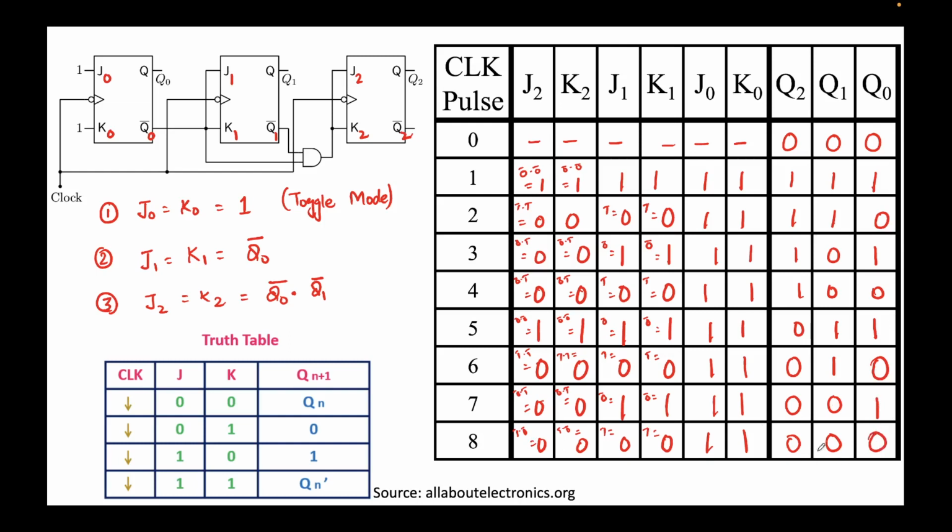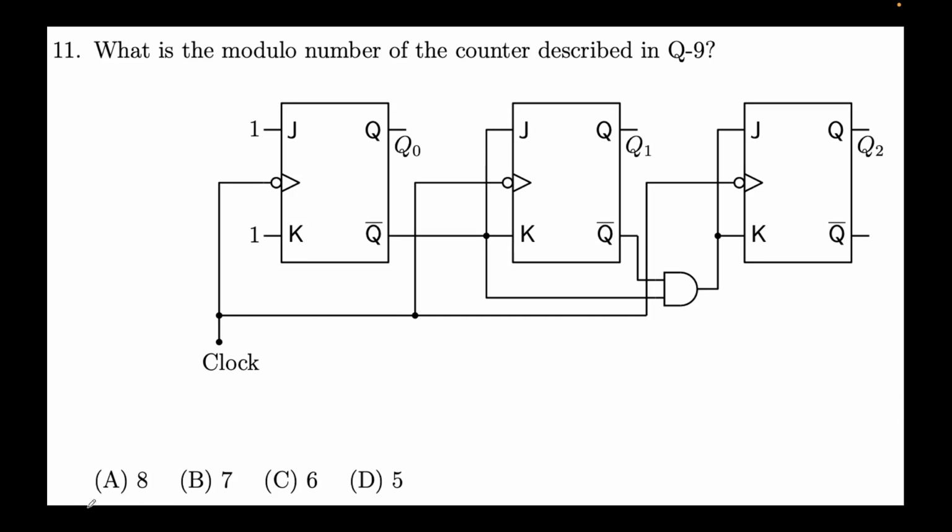Now you see we have reached the state 0 0 0. This is the same state as the first clock pulse, at the 0th clock pulse rather. So after traversing 1 2 3 4 5 6 7 8 clock pulses, we are there again, right? This means after 8 clock pulses we are there, and hence this circuit is modulo 8, right? Why modulo 8?